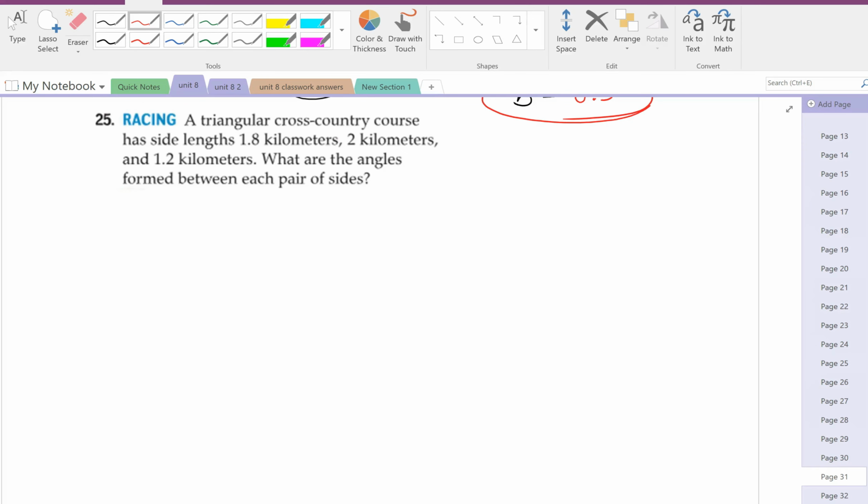All right, next word problem. Actually, the last one for today's video. A triangular cross-country course has side lengths of 1.8 kilometers, 2 kilometers, and 1.2 kilometers.